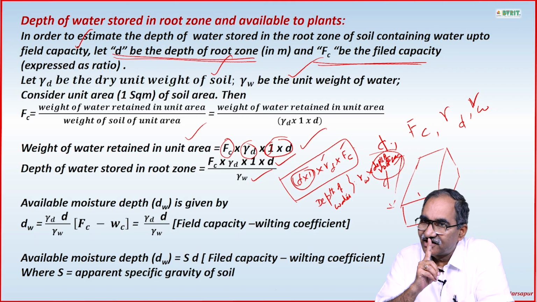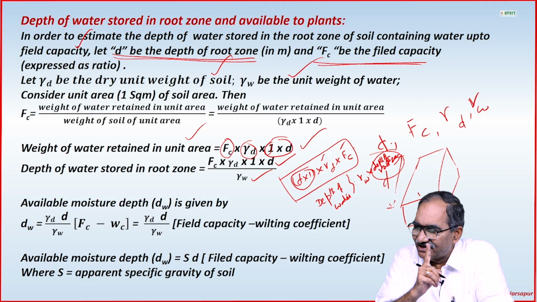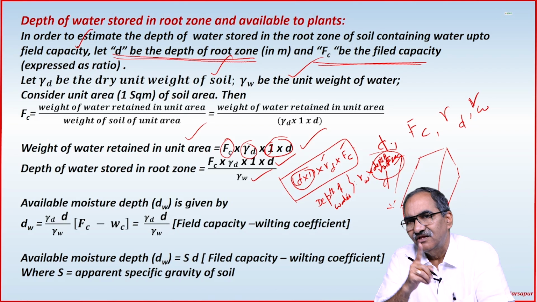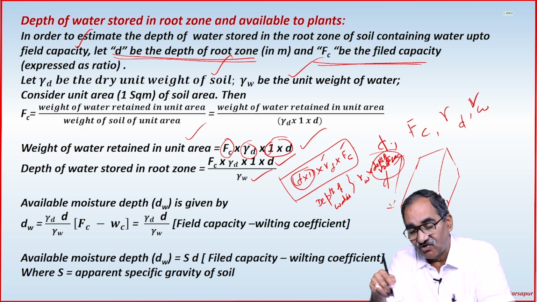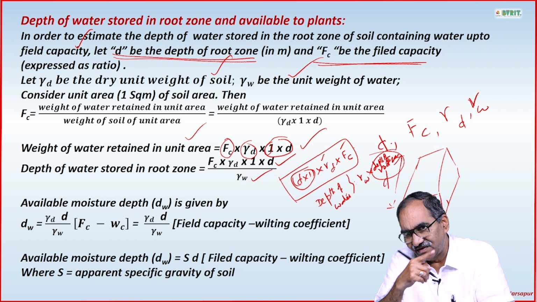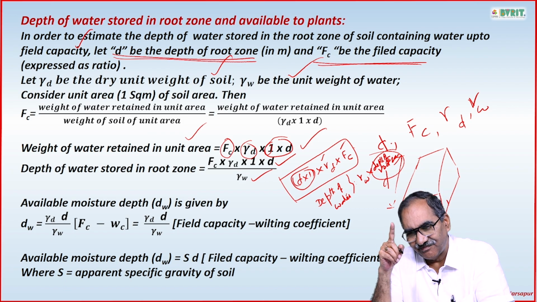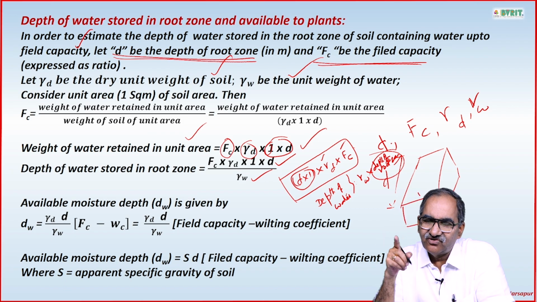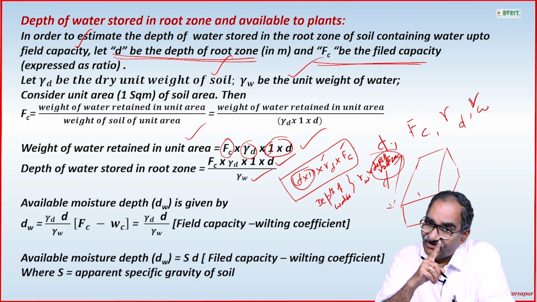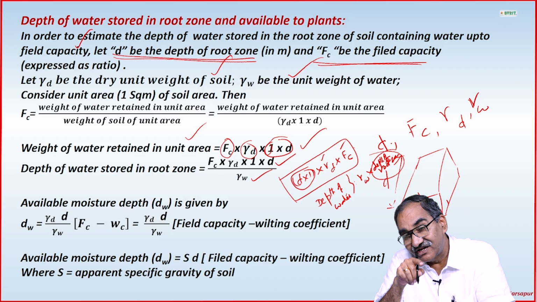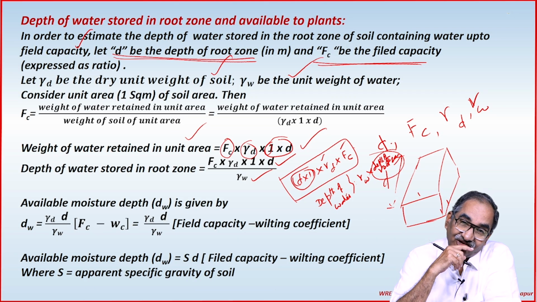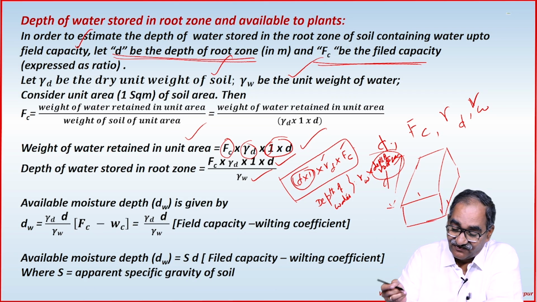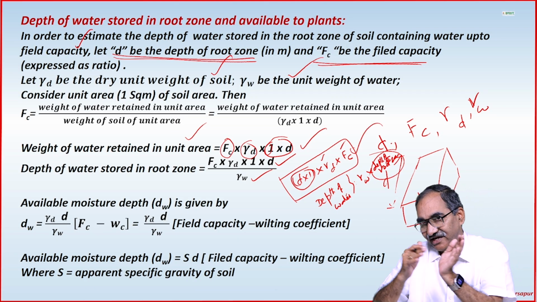First, the weight of water retained in the soil. How do you get the weight of water retained in the soil? The volume of the entire root zone is basically 1 square meter area into D, the depth of soil. Then into gamma D, you get the weight of the soil. And in that, the moisture that is there, up to field capacity. So the weight of water retained in the soil is into field capacity, you get it. So that is one part.